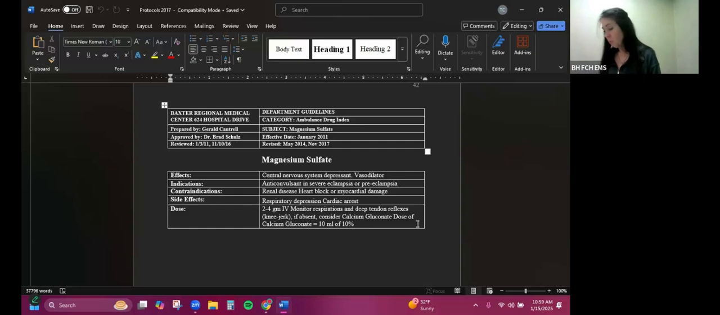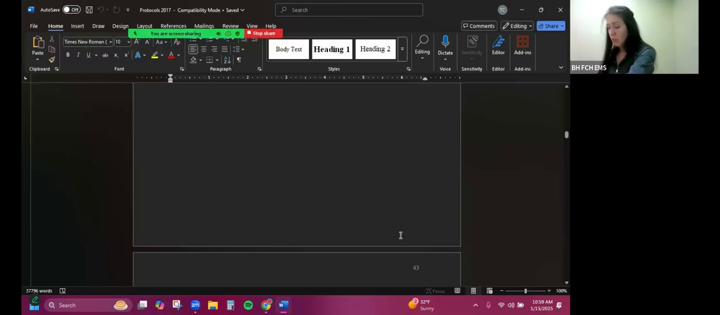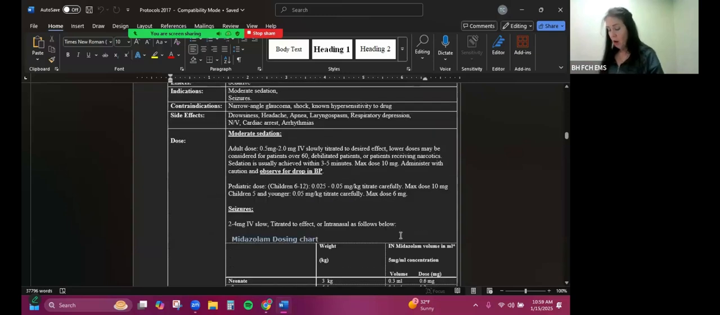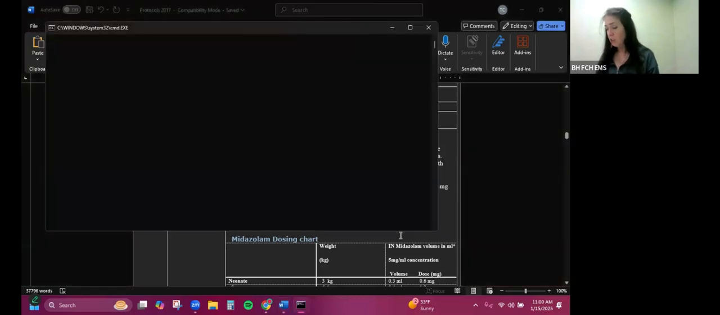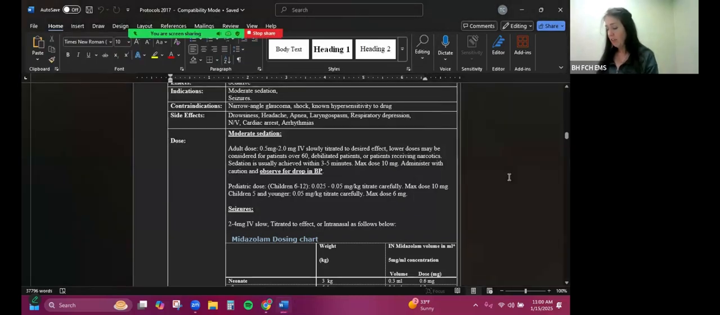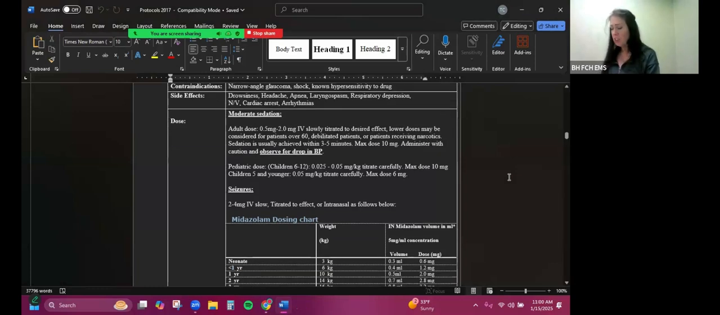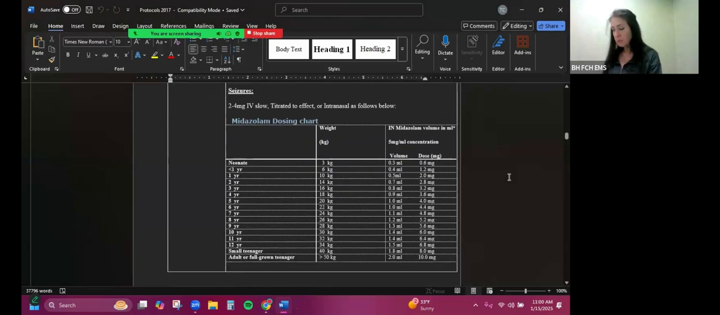Okay. So that's one we've carried. Versed is another one we do carry. It's a sedative, for moderate sedation, and seizures is what we use Versed for. For seizures, it'll be 2 to 4 milligrams, slow IV push, titrated to the effects. The adult dose for sedation is 0.5 milligrams to 2.0 milligrams IV, and then titrate. And use lower doses for patients over 60.